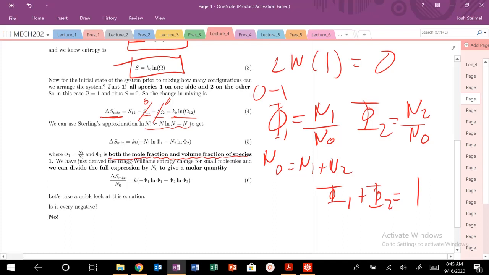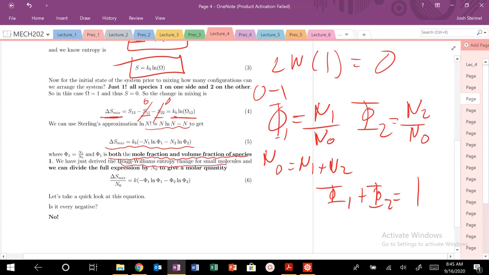So rewrite this expression. You could use Stirling's approximation. I am not going to go through that here. You could use Mathematica or derive it yourself, and if you have any questions, we can discuss in office hours. But you get this expression right here. And so this is the Bragg-Williams change in entropy for small molecules.